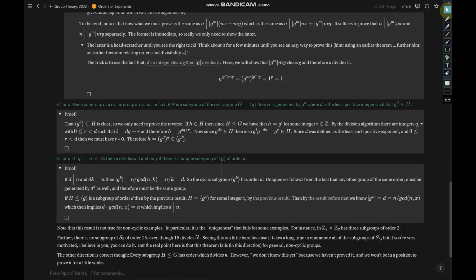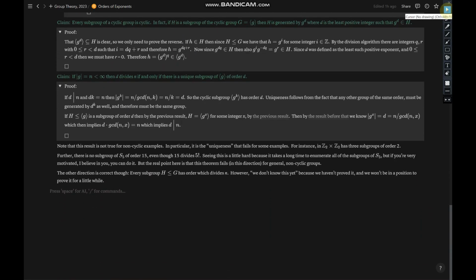Okay, on to the next theorem. In this one, we will show that effectively, for a finite order element, some d divides the order if and only if there is a unique subgroup of order d. Okay, so let's start the proof by assuming that d divides n.